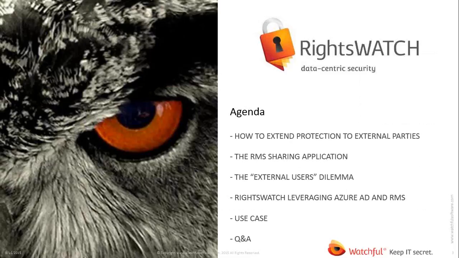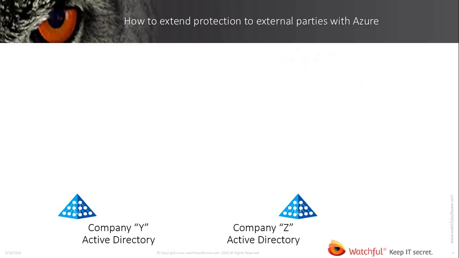And then we'll talk about what remains to be the external user's dilemma, even if you're using Azure AD, Azure RMS, and the sharing app, and how RightsWATCH addresses and leverages those capabilities in order to enhance them and to really allow policies to be applied when you're exchanging information with those external users, be it via email, a cloud-based drive, a USB drive, or any other media that you use to exchange sensitive information. I'll also give you an example use case of why this approach makes sense, and then at the end we'll have the Q&A session.